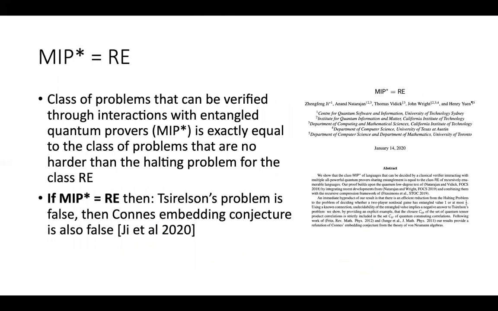All right, so this is where things get really interesting. It was shown that there's another complexity class known as the MIP star class, which is defined as follows. It's the class of problems that can be verified through interactions with entangled quantum provers. And it is equivalent to the class of recursively enumerable problems.